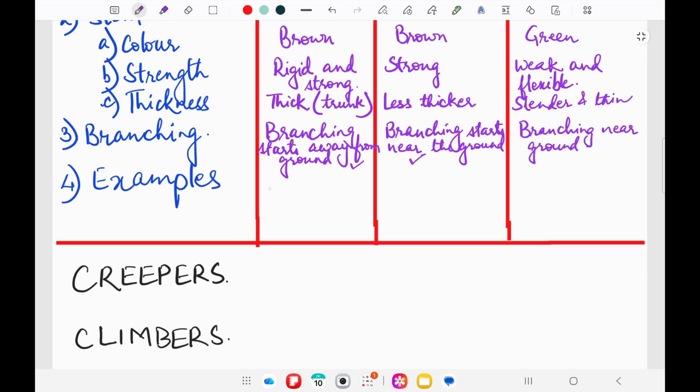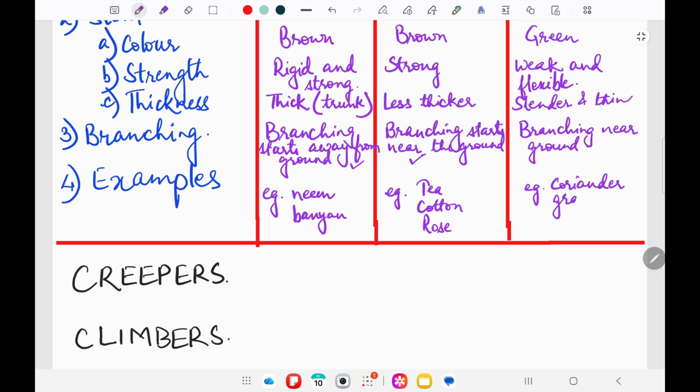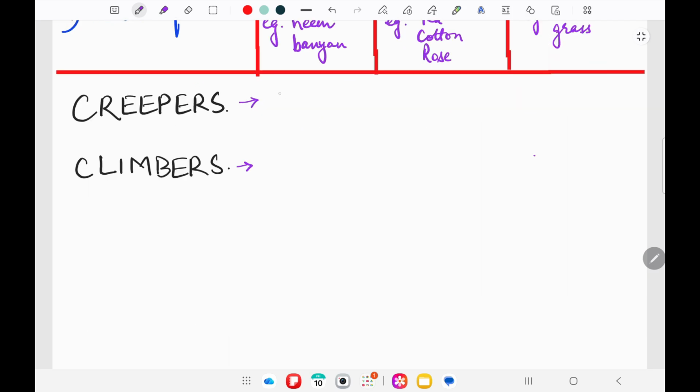For example, trees, example is neem, banyan, etc. The example of shrub is tea, cotton, rose, etc. Example of herbs is coriander, grass, etc. Now we talk about the creepers.